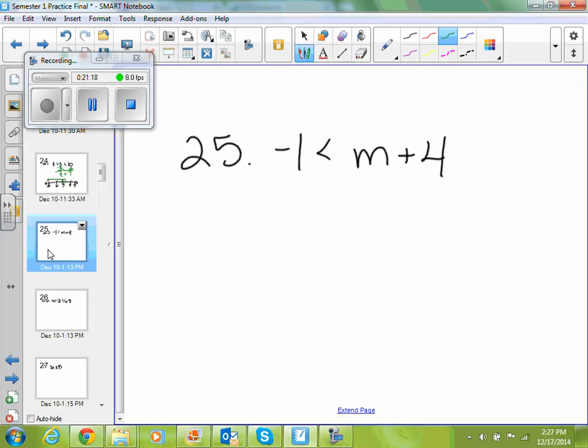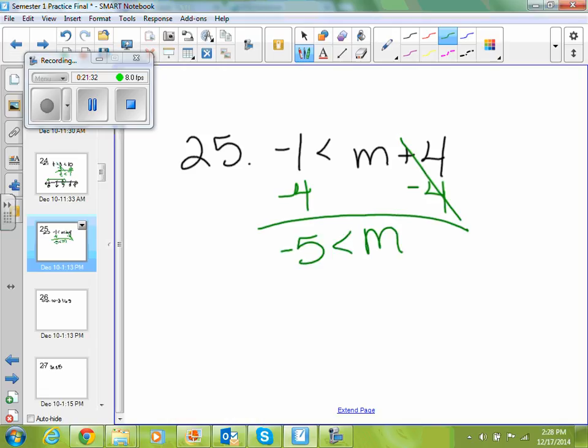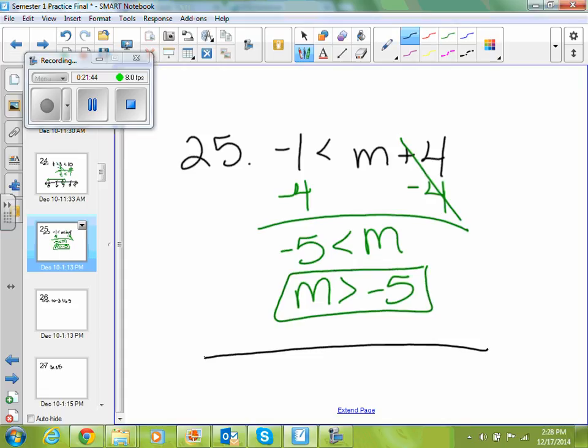Alright, so negative 1 is less than m plus 4. What do I do first? Subtract 4, right? We have to subtract 4 to get the m by itself. So negative 5 is less than m. Can I graph it like this? No, what do I have to do? You have to turn it around. Very good. So m is greater than negative 5. Now you can graph it.